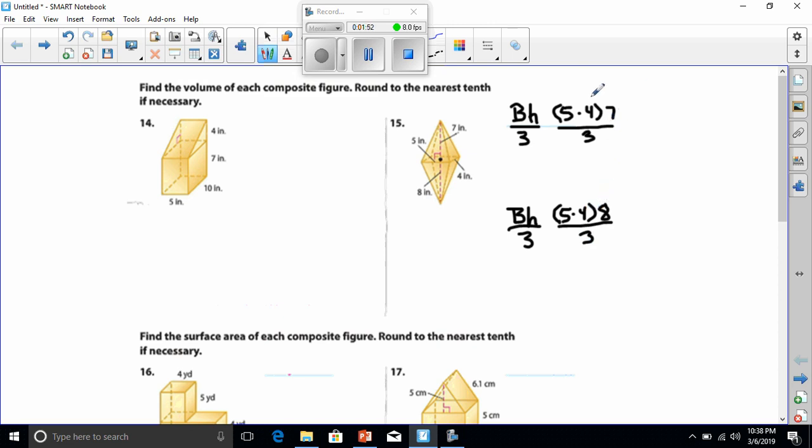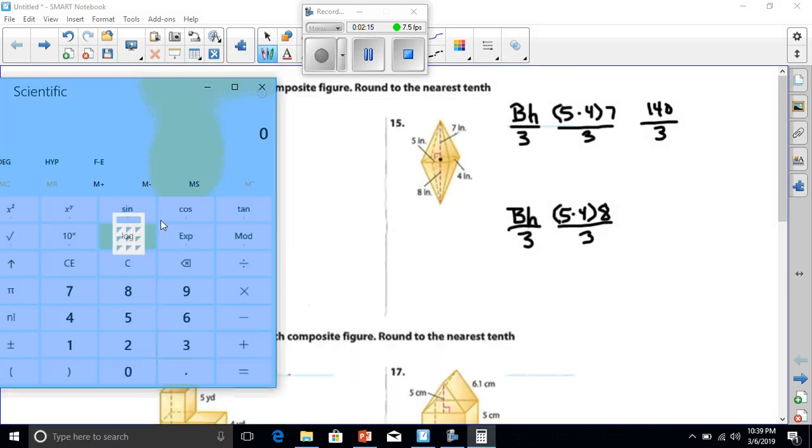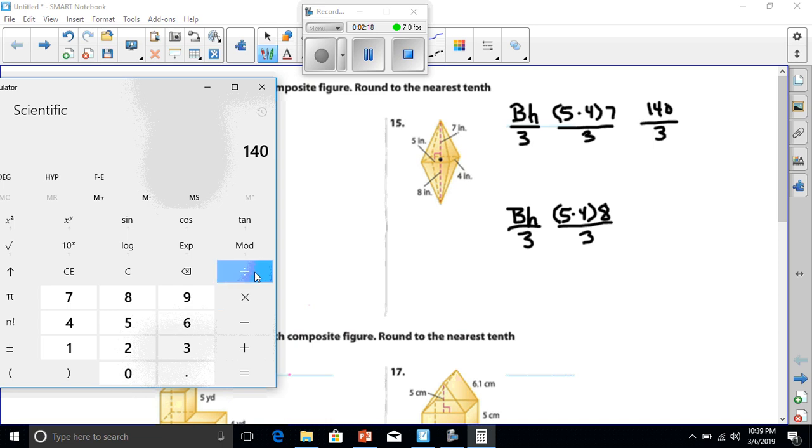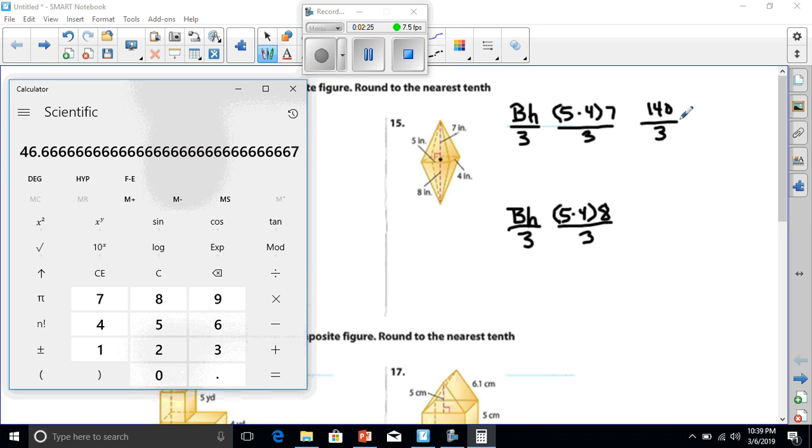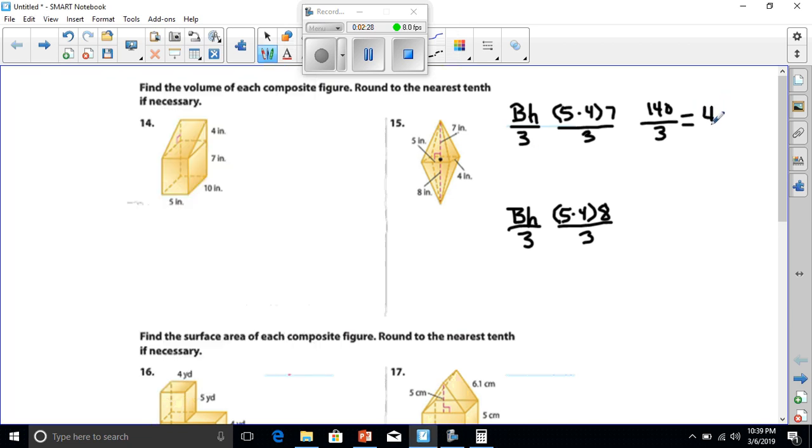So now this is going to be 5 times 4, which is 20. And 20 times 7, well, 2 times 7 is 14, so 20 times 7 is 140. Take 140 and divide it by 3. And 140 divided by 3 gives me 46.6 repeating. And because this is volume, we're talking about inches cubed.